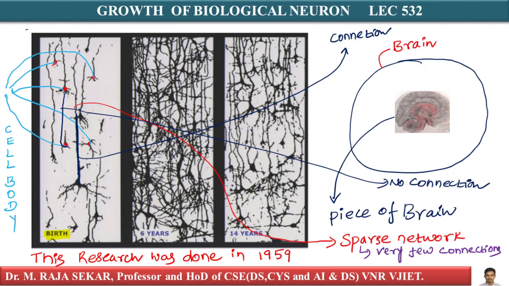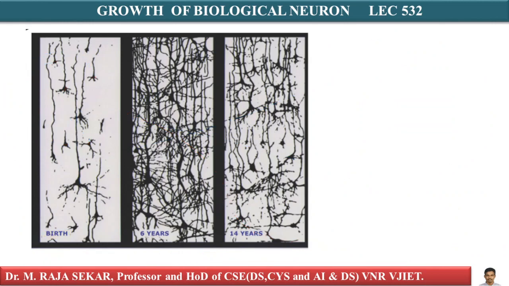But what happens is, by the time a kid is 6 years old, which means in the first 6 years, the network becomes super densely connected. This is very dense. If you notice here, there are millions and millions of connections.